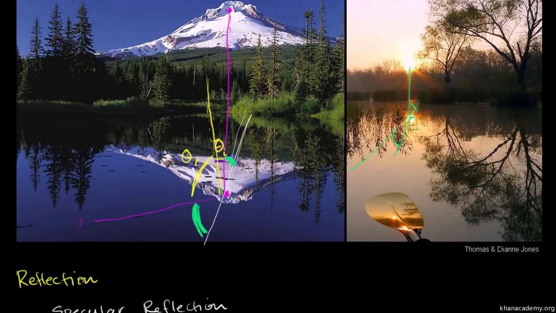I'm not doing that too well. We can draw a perpendicular right over here to the surface of the water and say that the angle of incidence, between the ray and that perpendicular, is going to be the same as the reflected angle. And it's hard to see there once again because of the perspective, but hopefully that starts to make sense.